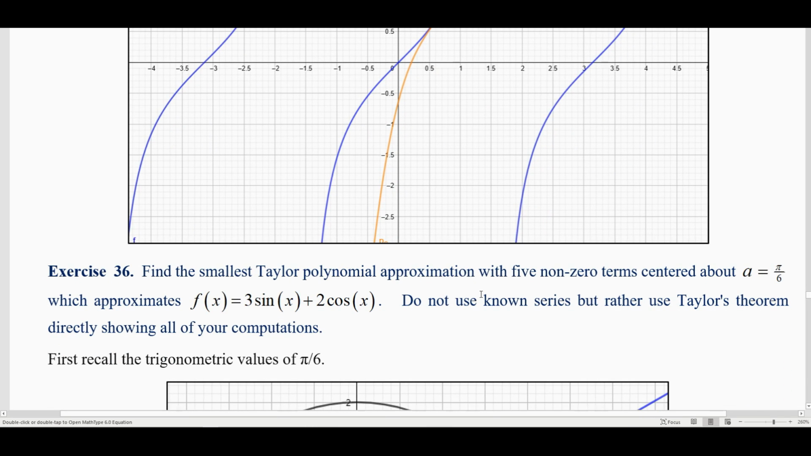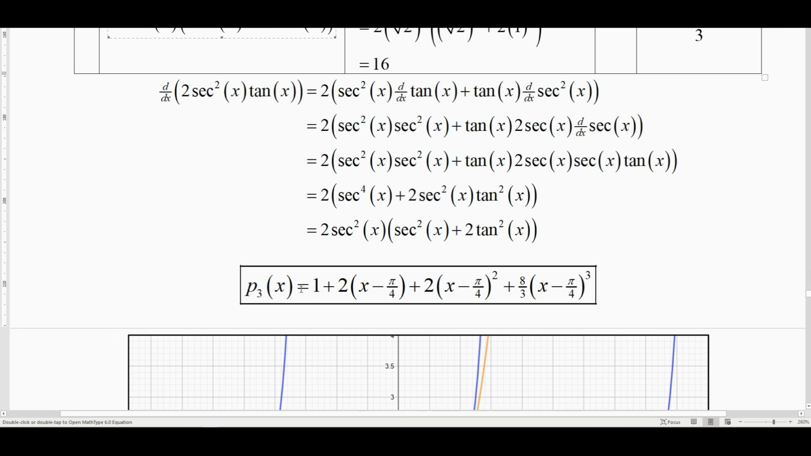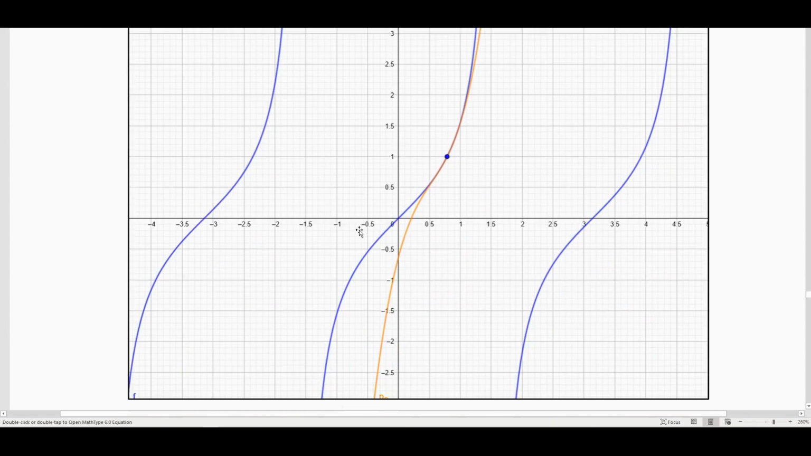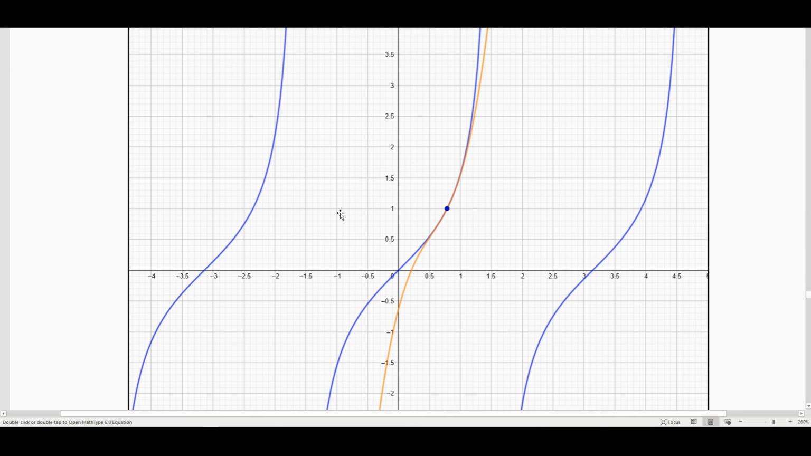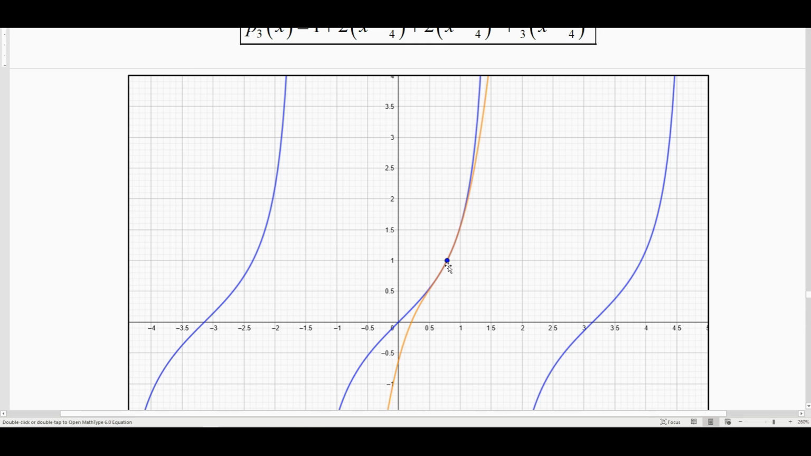And so, well, there it is. There's the polynomial: 1 plus 2 times (x minus pi over 4) plus 2 times (x minus pi over 4) squared plus 8/3 times (x minus pi over 4) cubed. And this one is, again, using the same app that I had above. Here's the third degree polynomial approximating there. There's the point pi over 4 comma 1. And nearby it's pretty good, and not so good out further away.